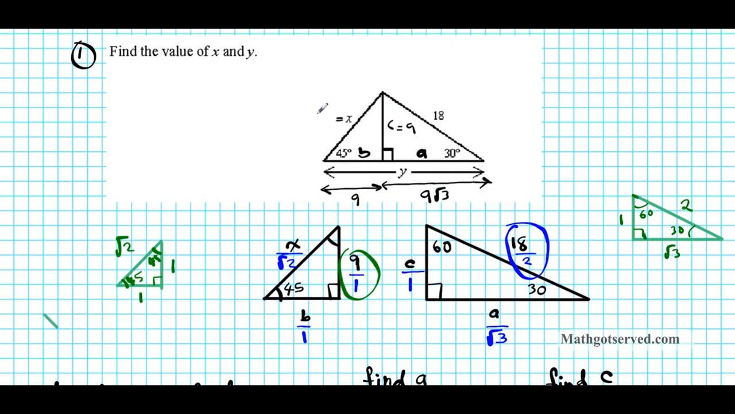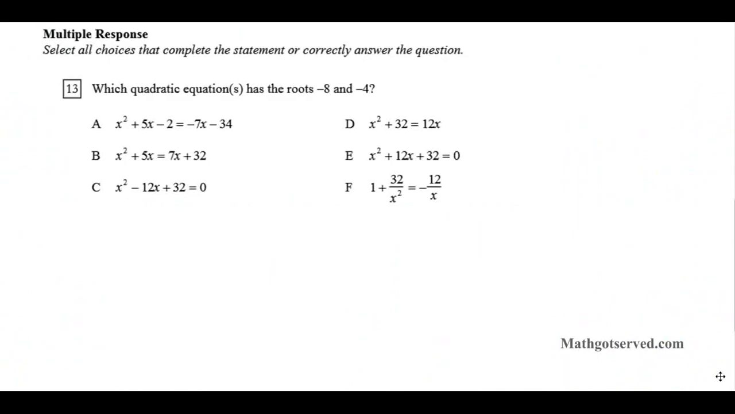The question asks us to find x and y. We can see from this shape that x is equal to 9 root 2. And then y is actually a sum of the base of this 30, 60, 90 triangle and the base of this 45, 45, 90 triangle. So it's going to be the sum of these two combined, and that answer is going to be 9 plus 9 root 3. That's the measure of the sides of this composite.